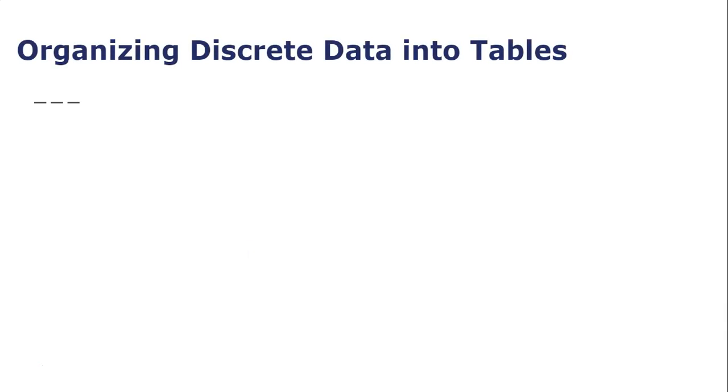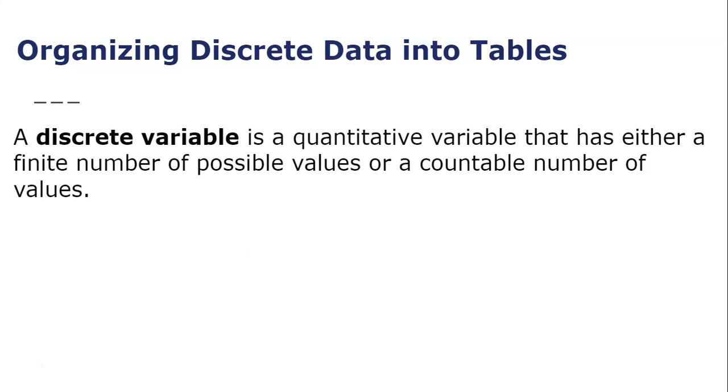In summarizing quantitative data, we first determine whether the data are discrete or continuous. Once we identify whether it is discrete or continuous, like qualitative data, we will organize it into tables. So let's talk about discrete variable first. A discrete variable is a quantitative variable that has either a finite number of possible values or a countable number of values. So since we can list all the possible values, remember quantitative means countable.